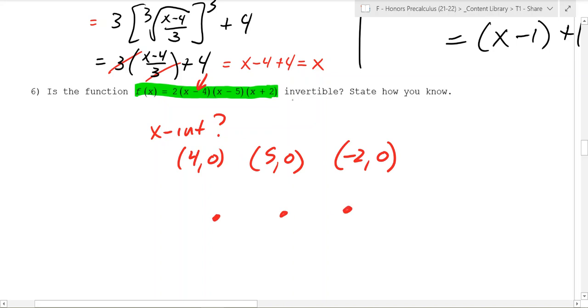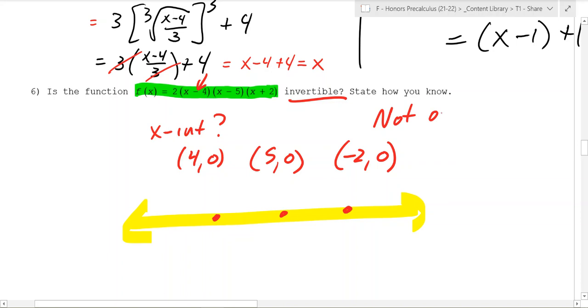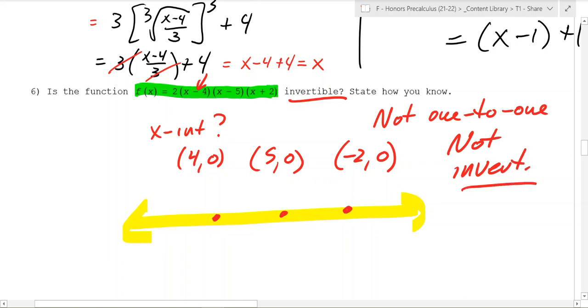So one way to see if it's invertible is if it passes the horizontal line test. Well, is there a horizontal line that passes through more than one point? Yes, there is. So therefore it is not one-to-one, so it's not invertible. You just find if there's a horizontal line that passes through more than one point, and there is, the 3 zeros.